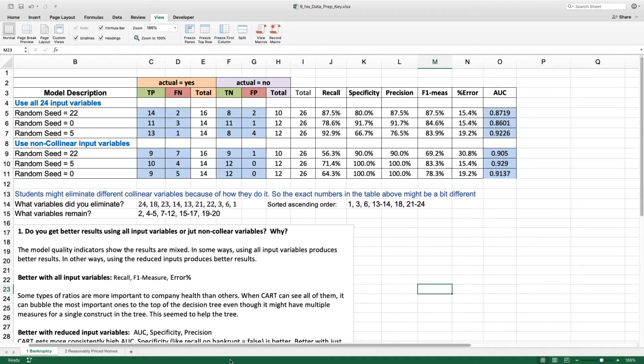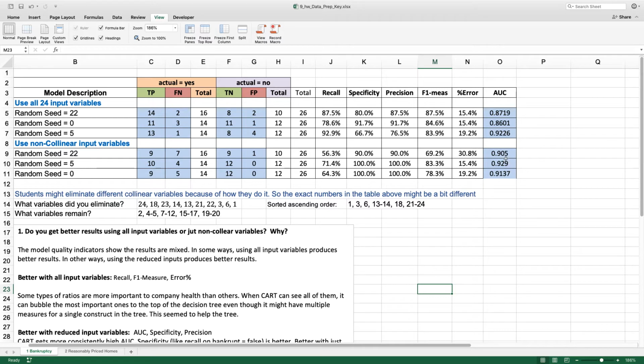And then this F1 measure is kind of an average between recall and precision. So if we care about the true positives, and those are the main things we care about, then this is sort of a blend of those. Now when we look over here in terms of percent error, it looked like when we used all the input variables, CART was able to do a little bit better job of not having errors than it did when we had just the non-collinears. If I look up here, these tend to be consistently better, right? But if I look at area under the curve, which one did better?